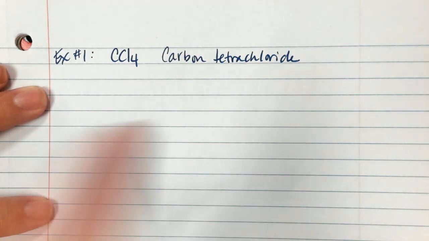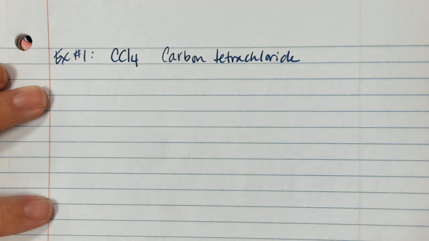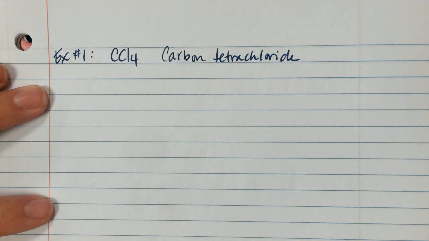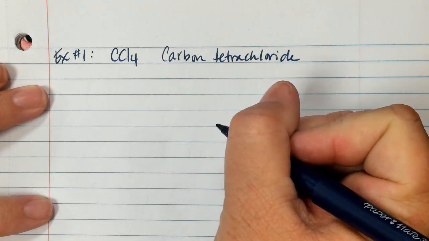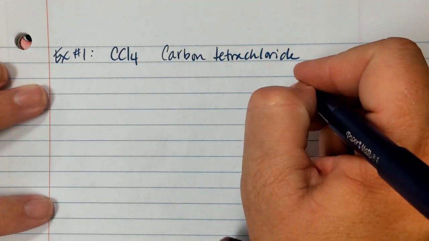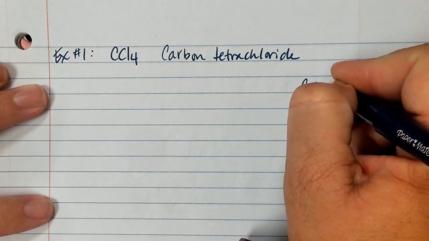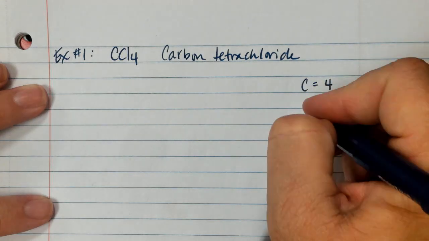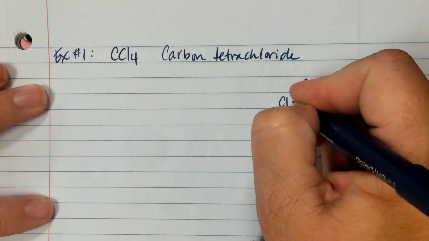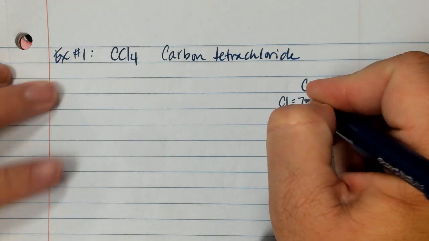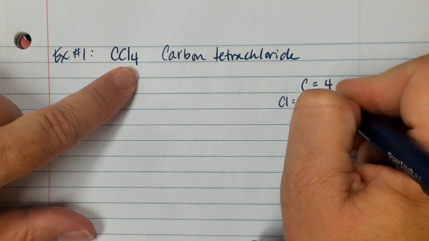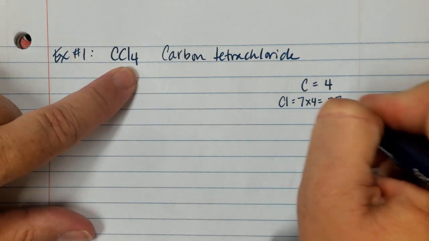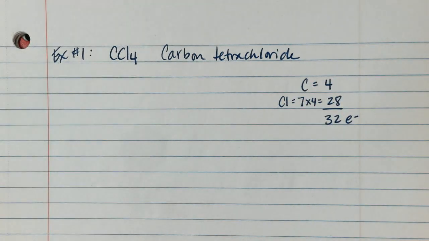Tetra means 4. And we're going to follow along with your instructions. You're going to tell me what to do. So what does it tell us first to do on the list of instructions? Add up the total number of valence electrons. So let's look at each one of them. Carbon has how many valence electrons? 4. Okay. And chlorine has 7, and I've got 4 of them in here. So 7 times 4 equals 28. So I add those together and I have a total of 32 electrons.